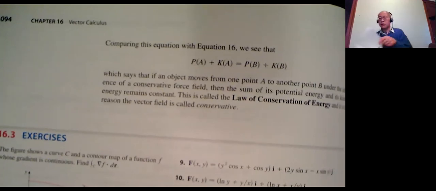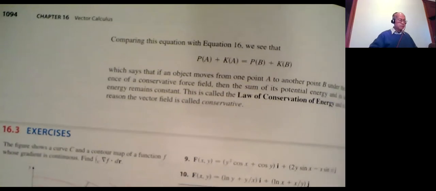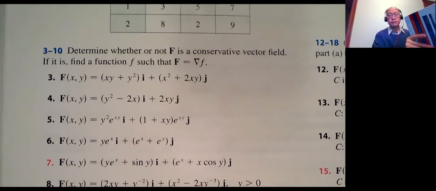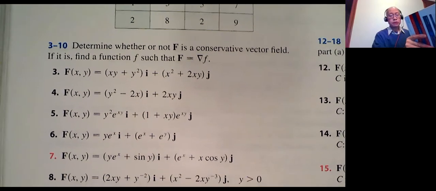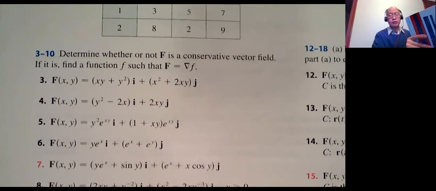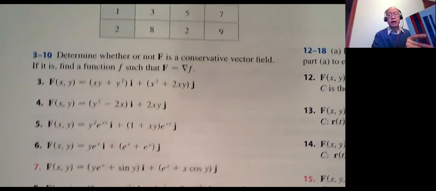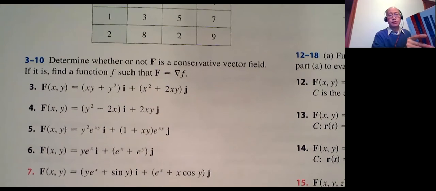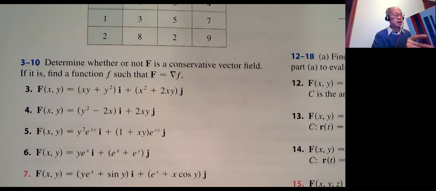So 16.3, 3 to 21 odd. All right, so the first problems, determine whether or not you have a conservative vector field. 2-dimensional. So you take the partial of p with respect to y and the partial of q with respect to x to see if they're equal. But if it is conservative, they want you to find little f, the anti-gradient, such that del f is equal to capital F. Now I have to show you how to do that. Okay, so that's how those go.